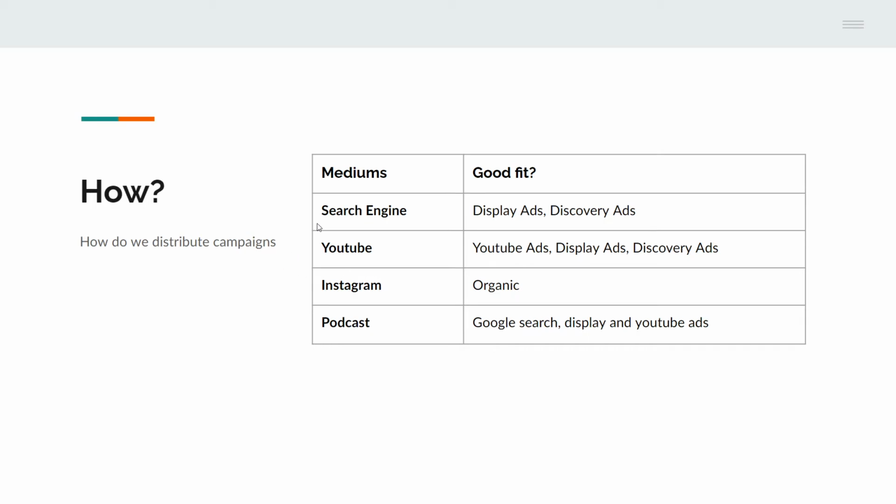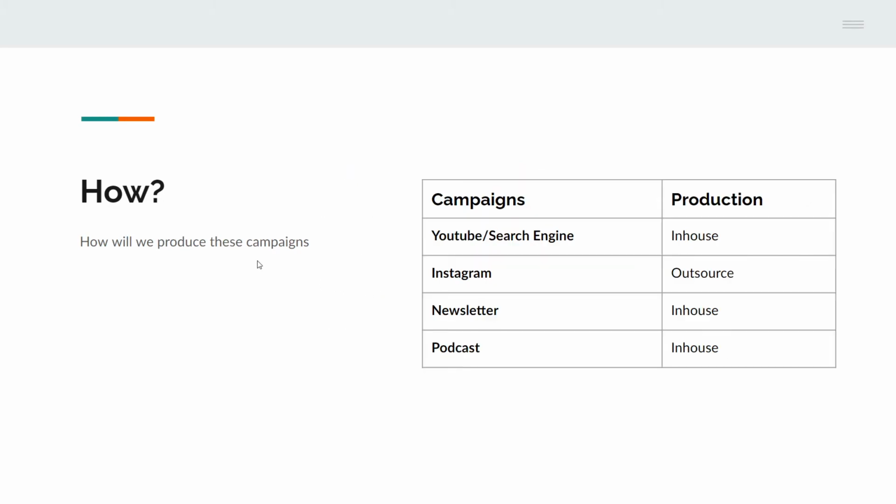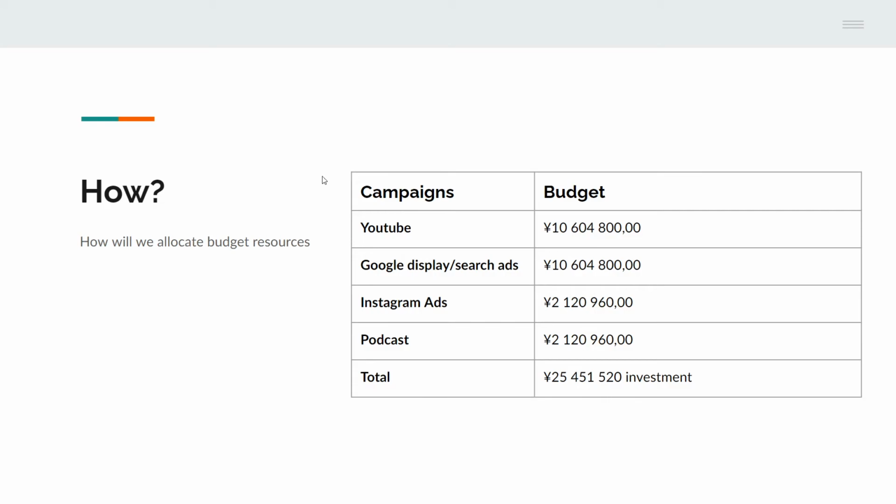So we could say that on search engine, we want to go display ads and discovery ads. YouTube also discovery ads and display ads. Instagram, we want to do a more organic thing where people are sharing our posts. And we said podcast, not at all. So this is a mistake over here. We can take this line away. Okay, next, how are we going to produce our campaigns? You guys on your side, you probably have that sorted out. Okay, and last but not least, how much do we actually want to spend?